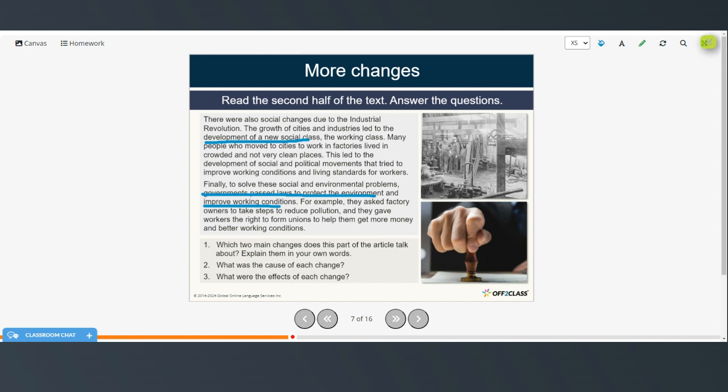So, the cause of each change: people moving to the cities to work in factories, and the effect was that it led to the development of social and political movements to try to improve the working conditions and living standards. So that's the answer to number three. And then the pollution caused in the factories, again, led to the forming of unions and environmental protections or government regulations.